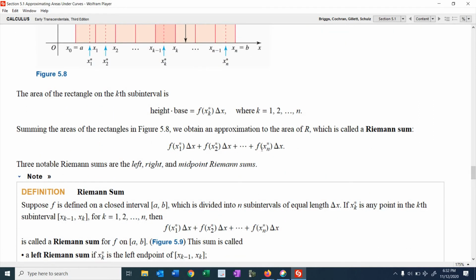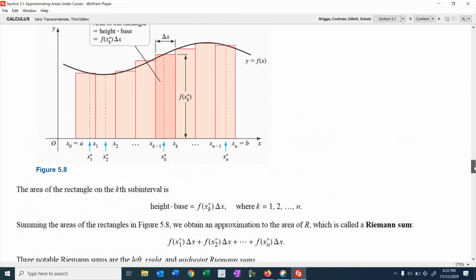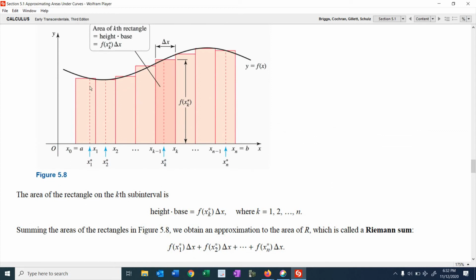And that's going to be this here, right? f evaluated at x sub n star times delta x. Then if you add up the area of each of those rectangles, that's known as the Riemann sum. Now, the nice thing about this Riemann sum is it gives us an approximation for the area trapped underneath this curve, starting at A and ending at B.